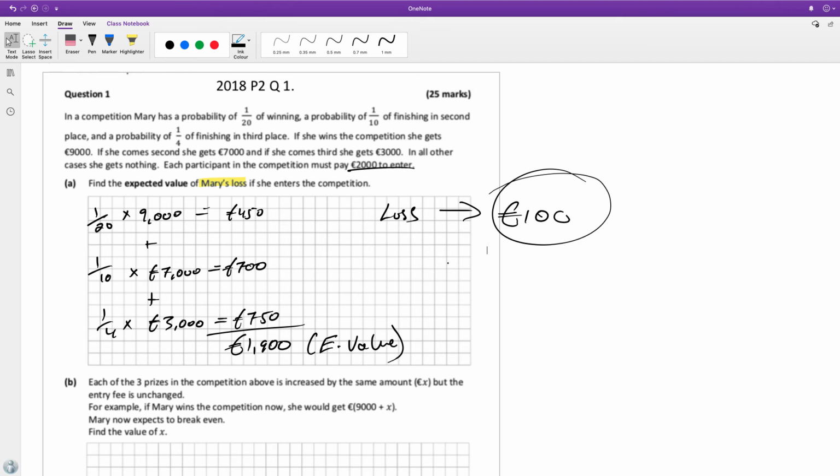Anyone? Same idea again, I said. You're not saying 1/20 of 9,000, you're saying 1/20 of 9,000 plus X, plus 1/10 of 7,000 plus X, plus 1/4 of 3,000 plus X. And it should be equal to 2,000 exactly. It should be breaking even. It should be equal to 2,000. Off we go.